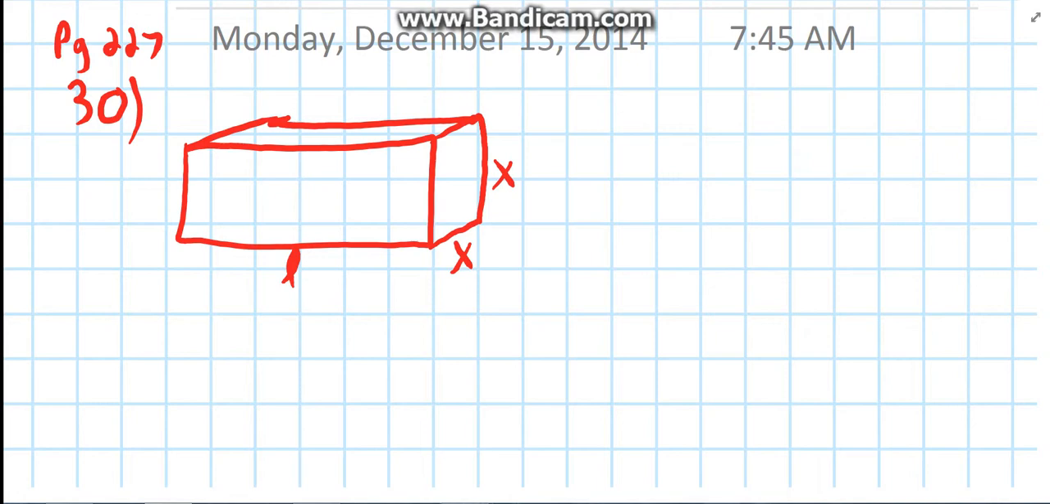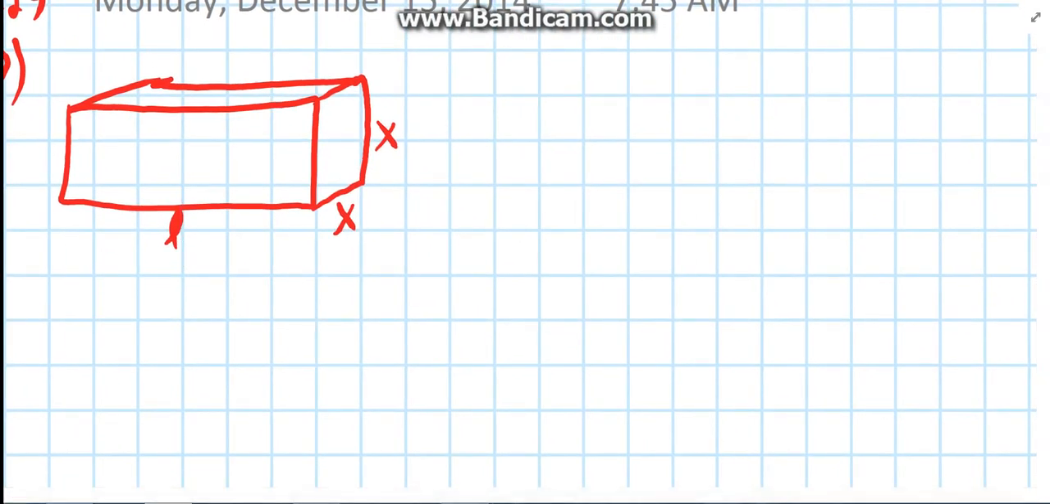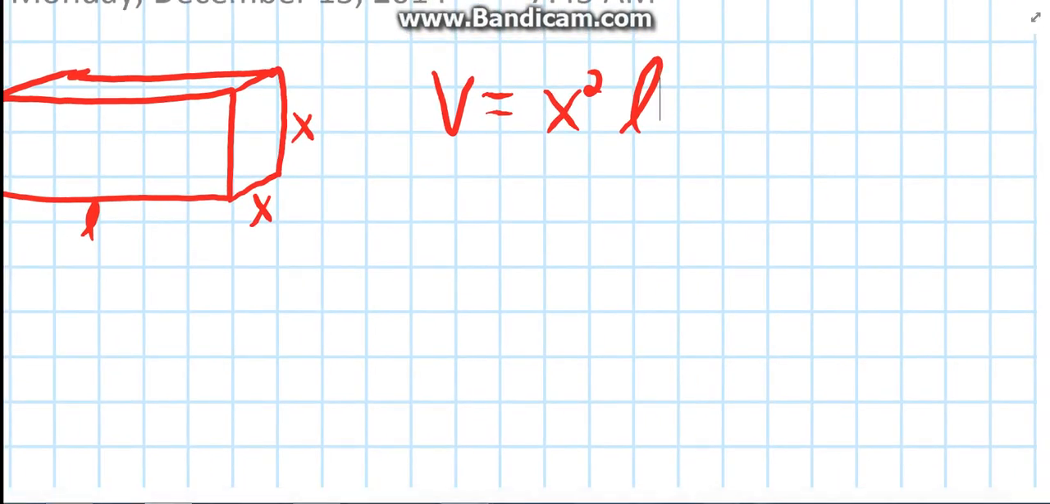And we want to mail the largest volume. So the equation we want to maximize is what? What's the volume of this box? X squared L. Double XL. That's the size pants I buy. Get it? Those are big.